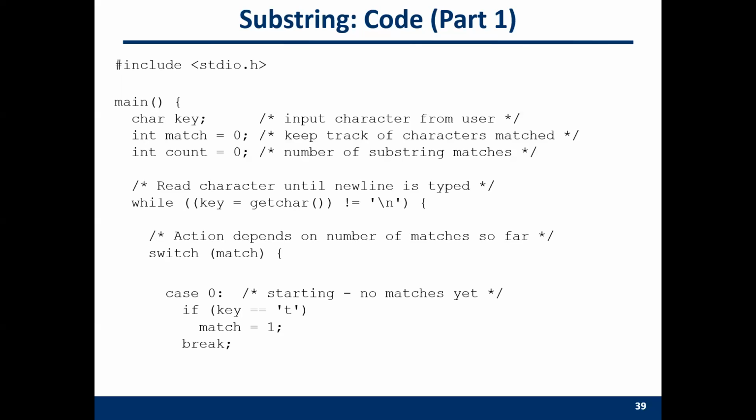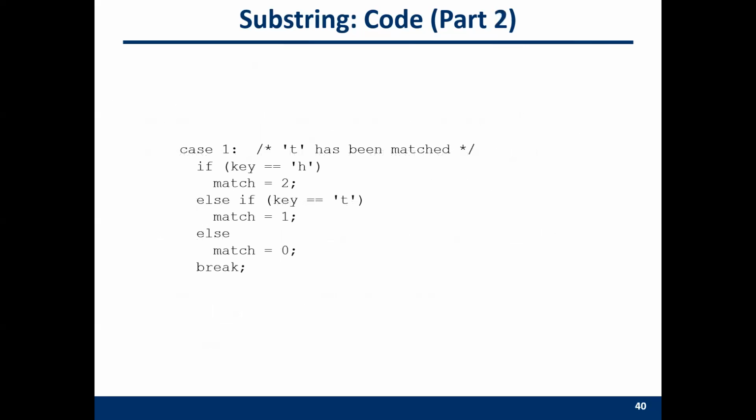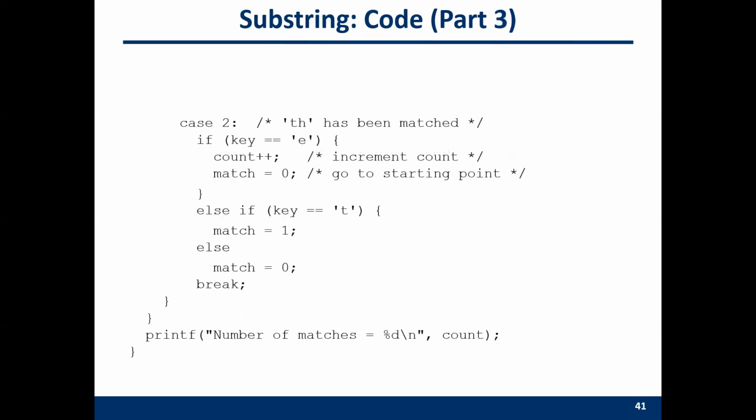We will have three cases: 0, 1, and 2. And in each case, we will check different conditions. Only when the last condition is false, we will increase this count. At the end of this code, we will print out the count.